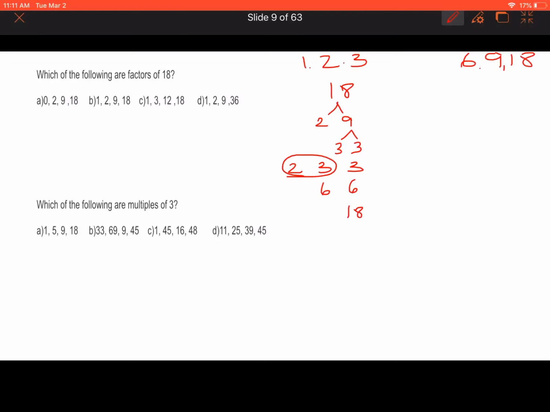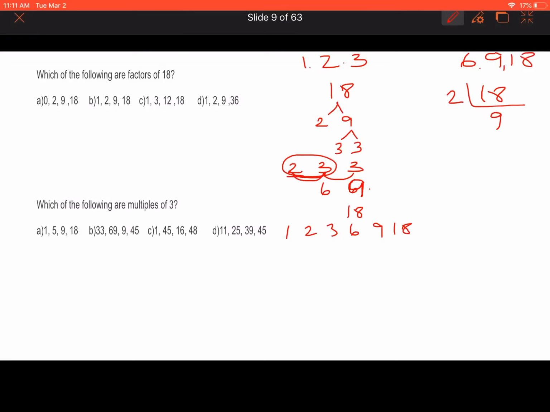Right? So, 2 times 3 is 6, and 3 times 3 is 9. So the factors are 1, 2, 3, 6, 9, 18. We will find this out by the ladder method too.